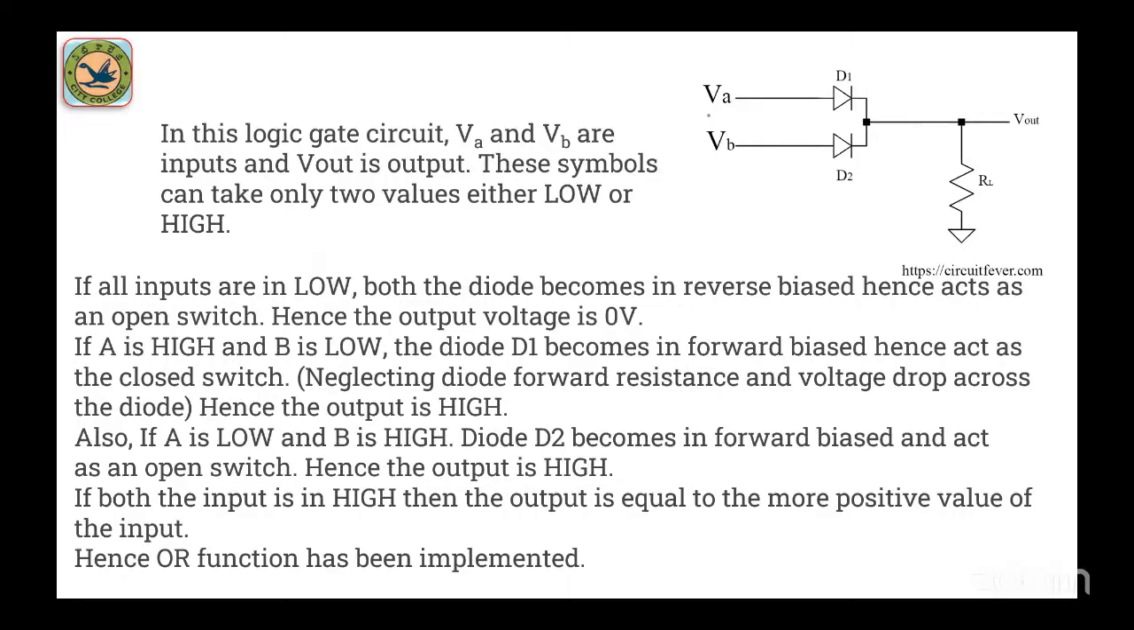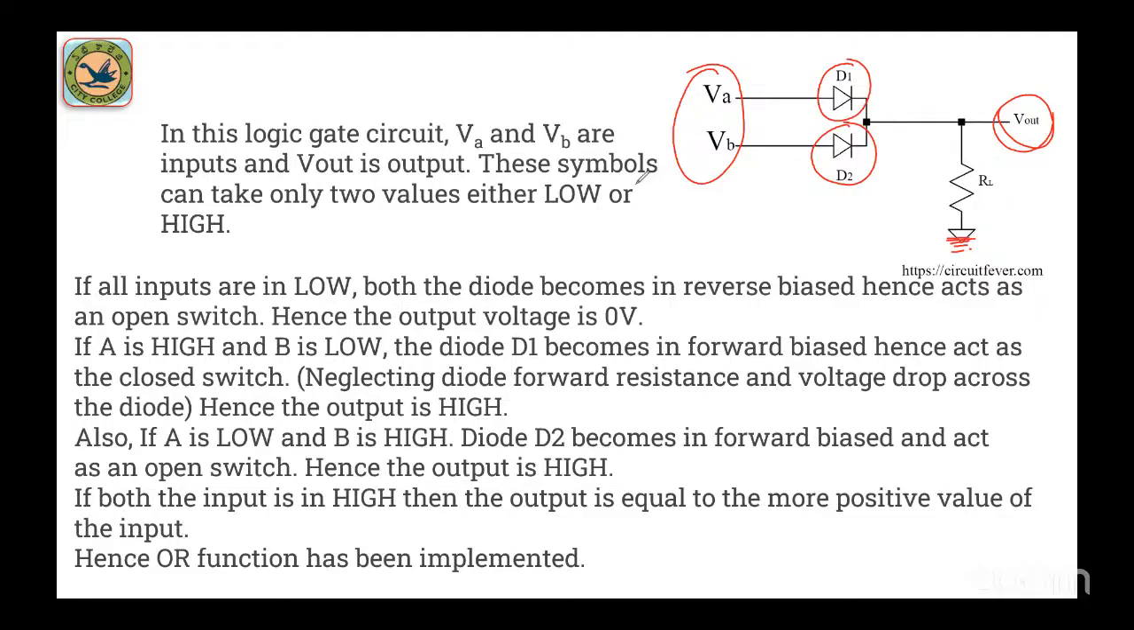So the diode voltage is VA and the other diode voltage is VB. Here the diode is D1 and the other diode is D2. There is a load resistance grounded here, and this is the output voltage. The circuit has two inputs, VA and VB, and Vout is the output voltage.